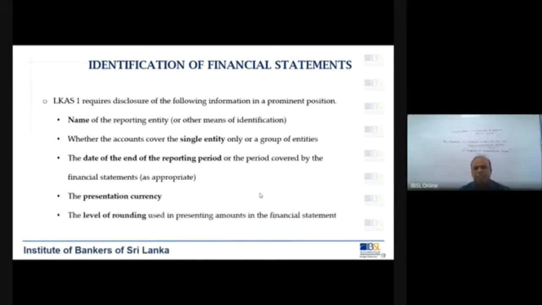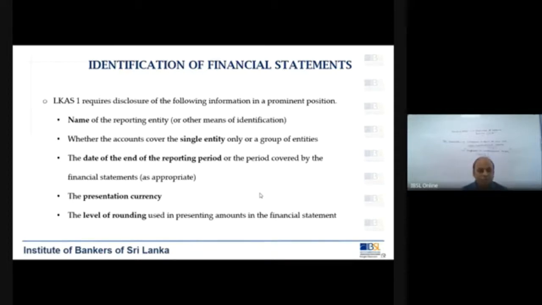Now look at this information. LKAS 1 requires disclosure of the following information in a prominent position. They want to see the name of the reporting entity, that is, whose financial statements are prepared. Whether it is ABC Bank or PQR or whatever, you have to show the name. Then you have to say whether this is for a single entity or for a group of entities. I will explain it. Then you have to show the date of the end of the reporting period, which is covered by the financial statement.